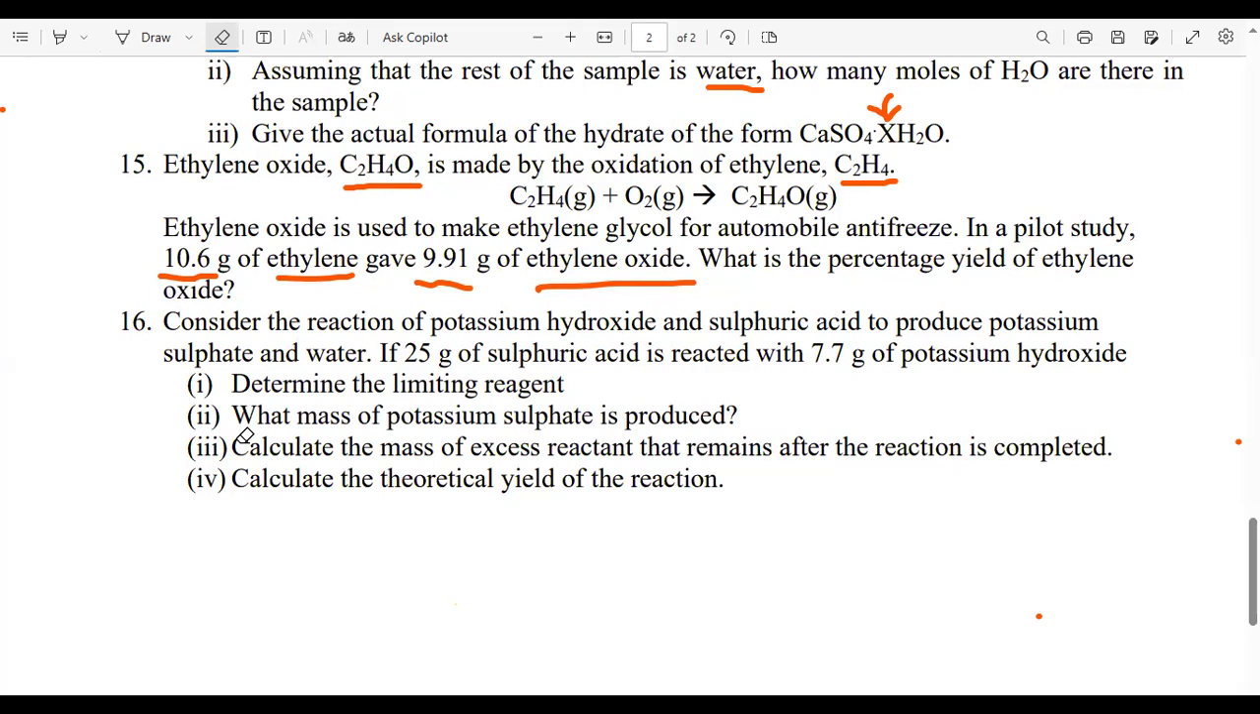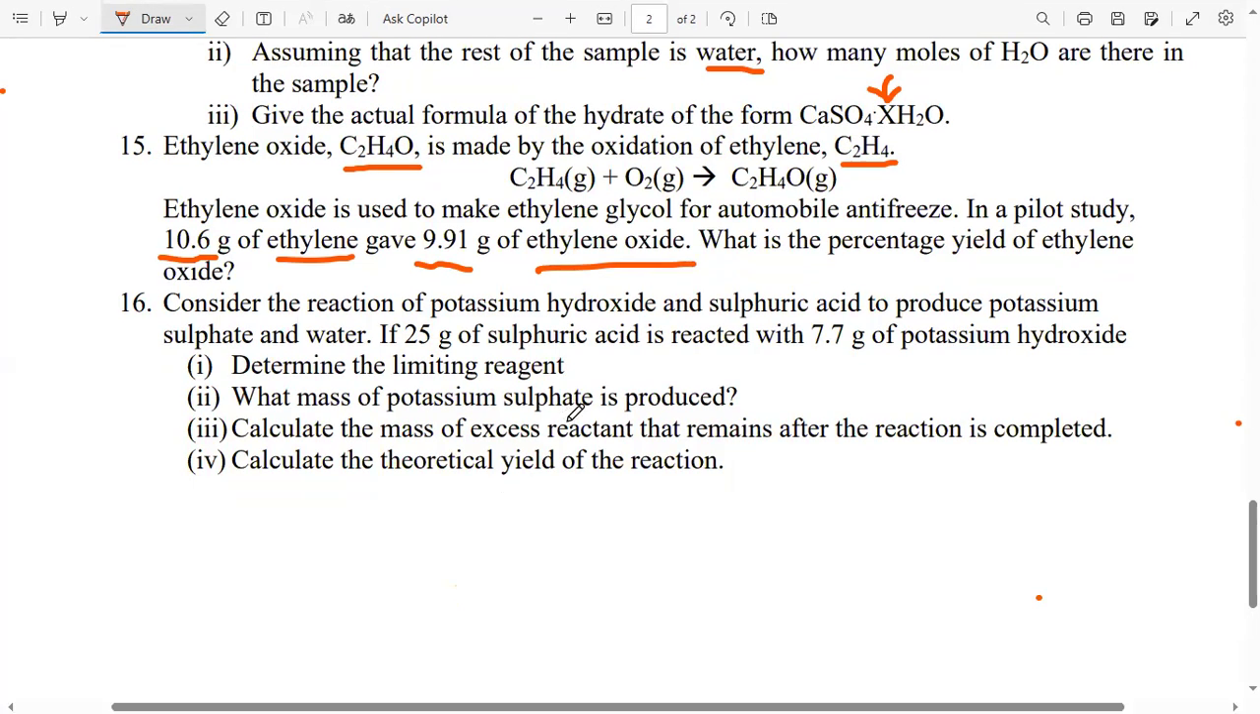Okay, so they're saying if 25 grams of sulfuric acid is reacted with 7.7 grams of potassium hydroxide, determine 1, the limiting reactant or limiting reagent, 2, what is the mass of the sulfate produced, and 3, calculate the mass of the excess reactant that remains after the reaction is completed. And then 4, calculate the theoretical yield. So this theoretical yield here is the same as this question; they are the same.